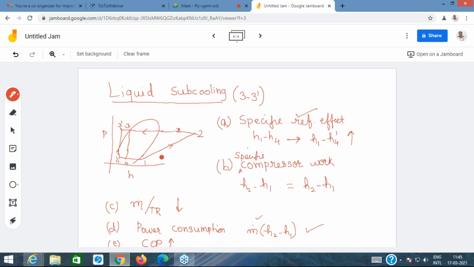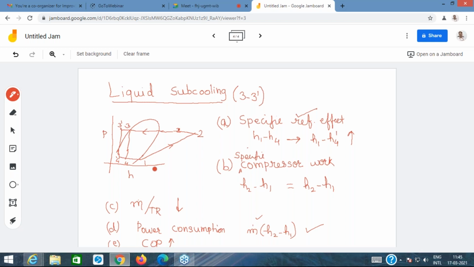However, does that mean that we should go on subcooling it? No. There are other complicated issues we need to understand here. We need to understand that the effect of liquid subcooling might increase the condenser duty. When I say condenser duty, it is basically the heat rejected in the condenser.